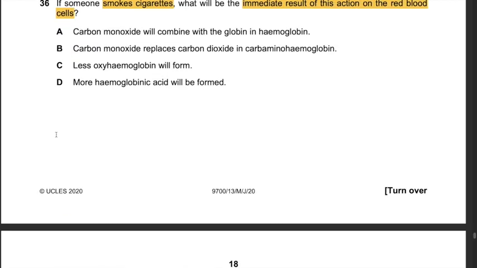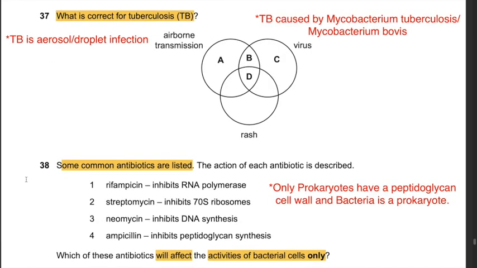Question 36. If someone smokes cigarettes, what will be the immediate result of this action on the red blood cells? Over here they are asking for the immediate result, and the only immediate result that occurs is that less oxyhemoglobin will form. Hence, the answer is C. Question 37. What is correct for tuberculosis? Tuberculosis is caused by Mycobacterium tuberculosis or Mycobacterium bovis, which are both bacteria. Tuberculosis is also an aerosol or droplet infection, hence is airborne transmission, and it doesn't include any sort of a rash. Hence, the answer is A.